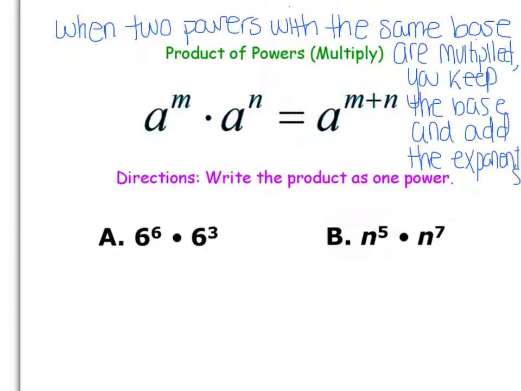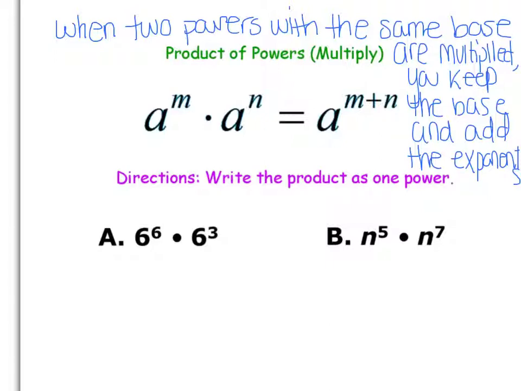So the rule is a to the m times a to the n equals a to the m plus n. All this is saying is that when you have the same base, you can add the exponents. Please pause the video and make sure you've written both of these down on your foldable. Now, on your sheet of paper, I want you to try A and I want you to try B.